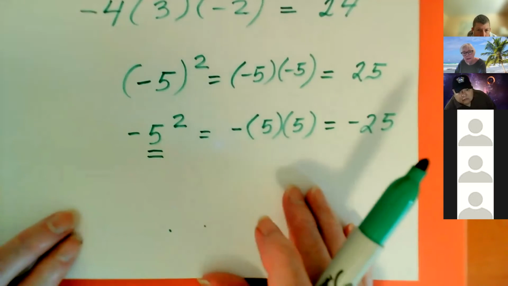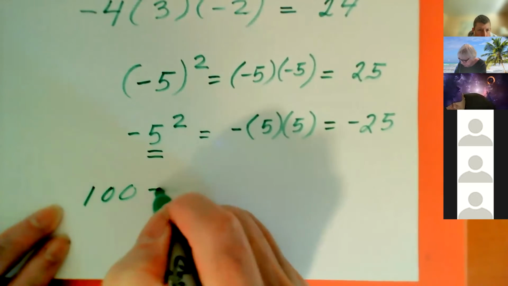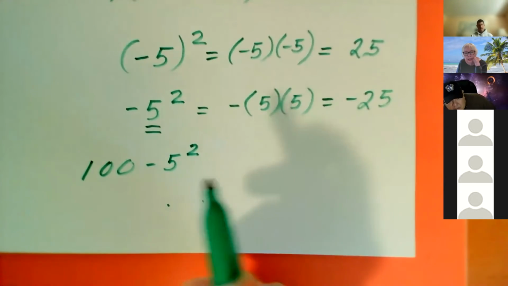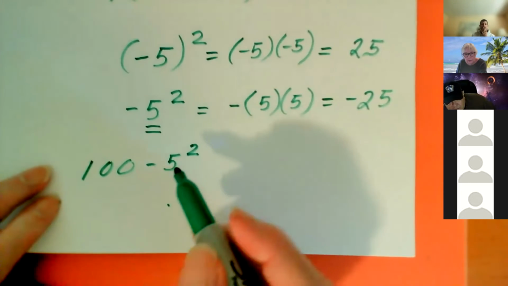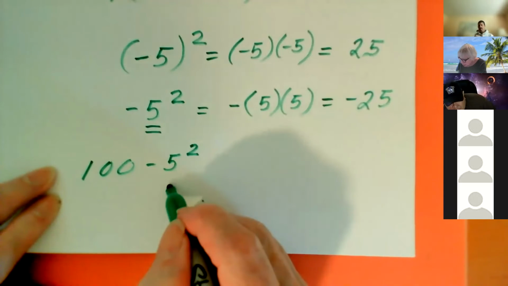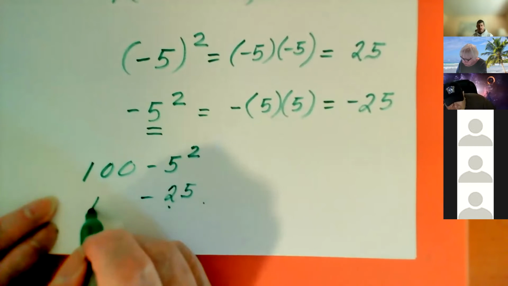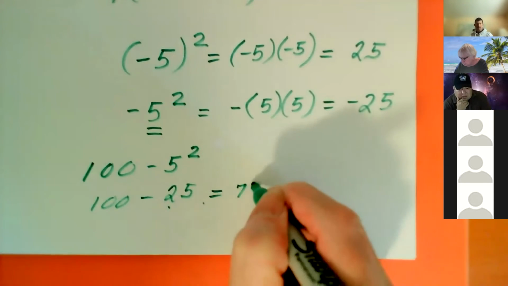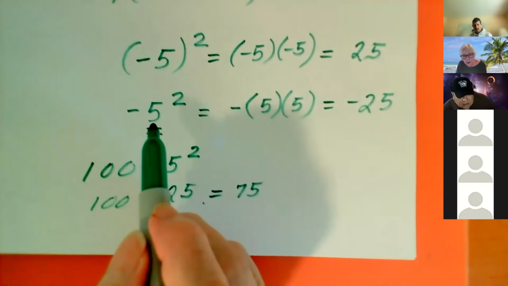Let me expand this problem just a little bit. If you had this problem instead of the one above, it would be really clear to just go, 5 squared is, right? 25, wouldn't it? And then 100 take away 25 is 75. Did I answer your question?